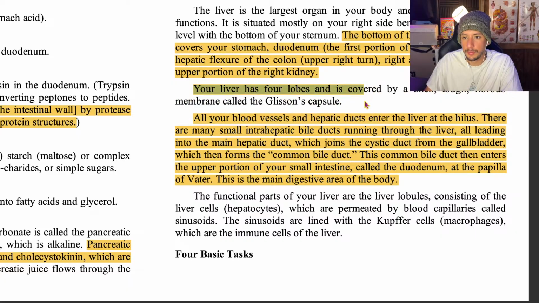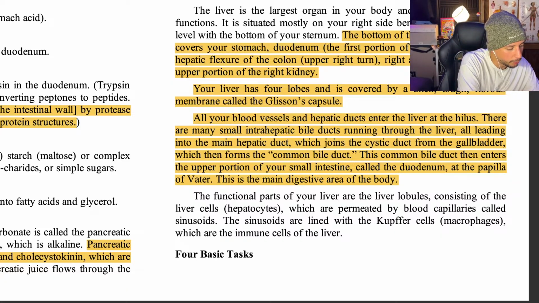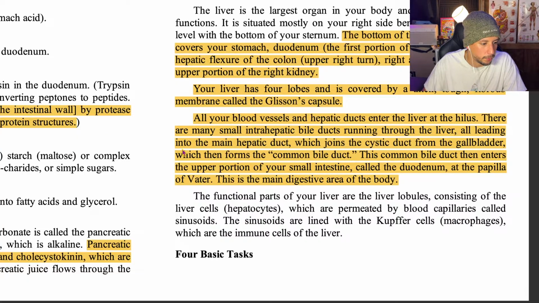First, your liver has 4 lobes. All your blood vessels and hepatic ducts. Let me just pull that up for you. Yeah, so hepatic just means anything associated or located near the liver. So these all join with a cystic duct.